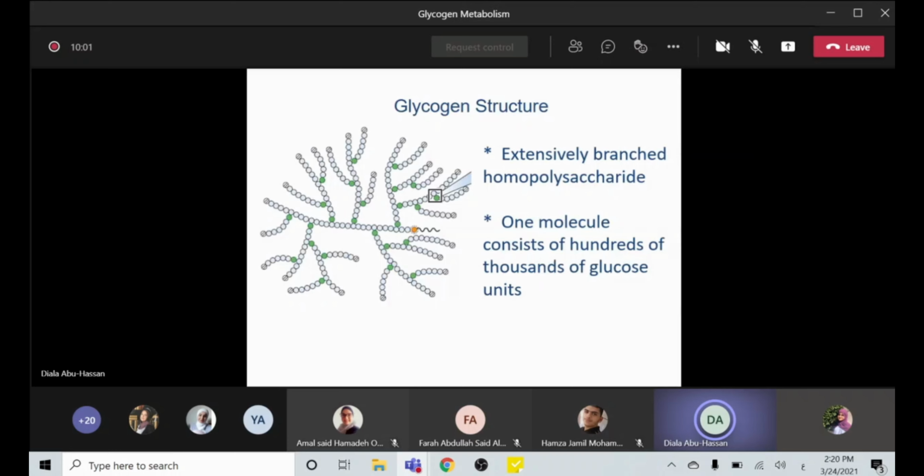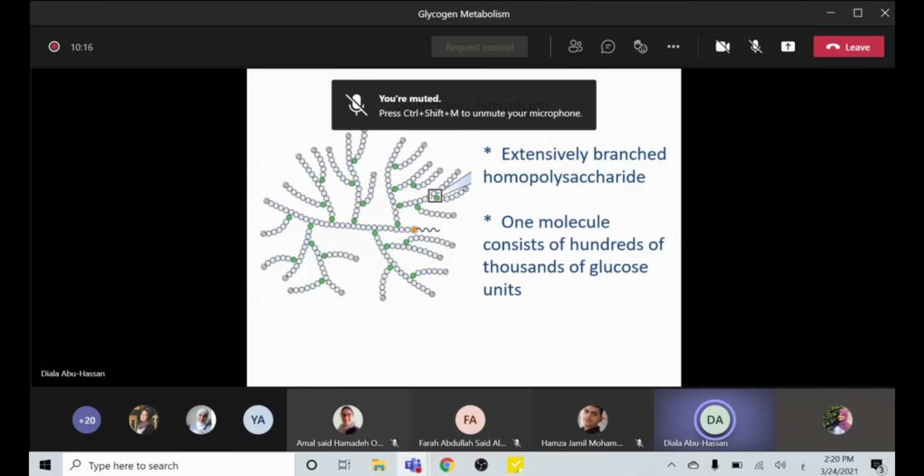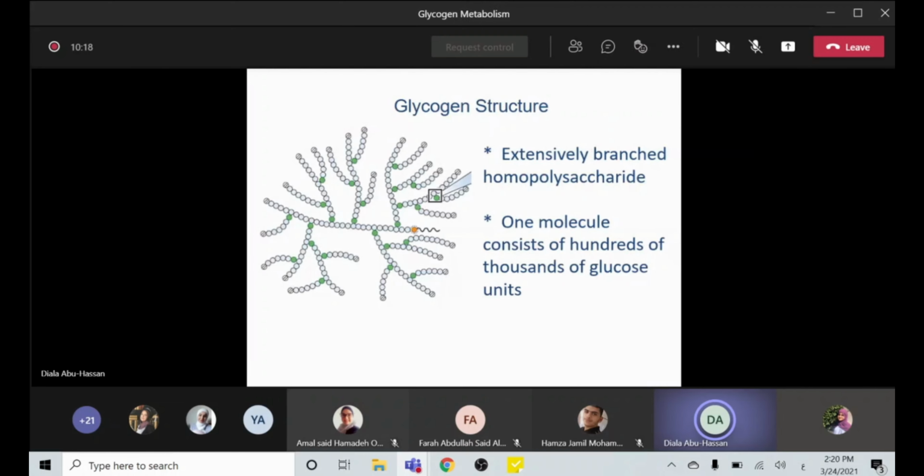It's made of a huge number of glucose residues that may reach hundreds of thousands. The branching point is of the type alpha-1-6, whereas the linkages between the sugar residues in the main chain and in the branches other than the branching point are alpha-1-4.